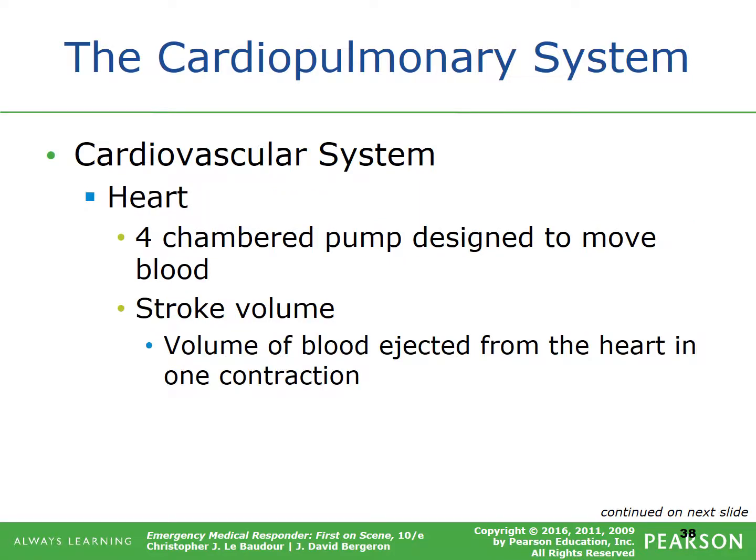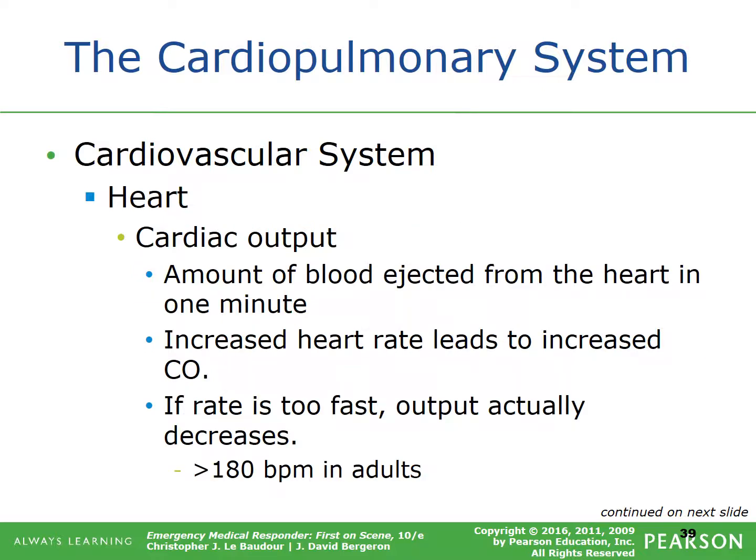The heart is a simple four-chambered pump that moves blood, creating the pressure necessary for the cardiovascular system to function. Stroke volume is the volume of blood ejected in one squeeze of the heart. Cardiac output is the amount of blood ejected from the heart in 1 minute. It is a function of both stroke volume and heart rate. Either can be altered to change cardiac output.